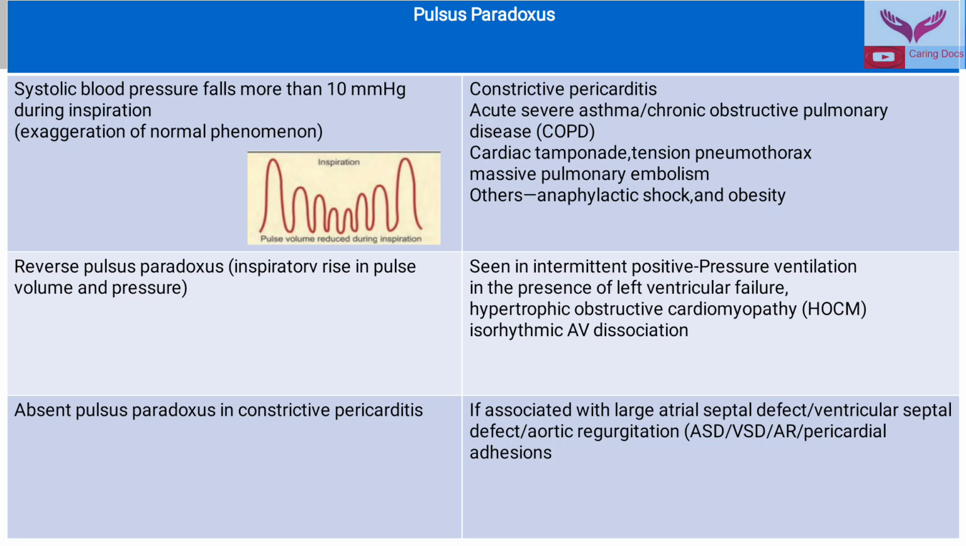When systolic blood pressure falls more than 10 mm of mercury during inspiration... it is normally seen that with normal inspiration there is a fall of blood pressure of at least about 10 mm. When it is exaggerated, that is, systolic blood pressure falls more than 10 mm of mercury during inspiration, then we call it pulsus paradoxus.